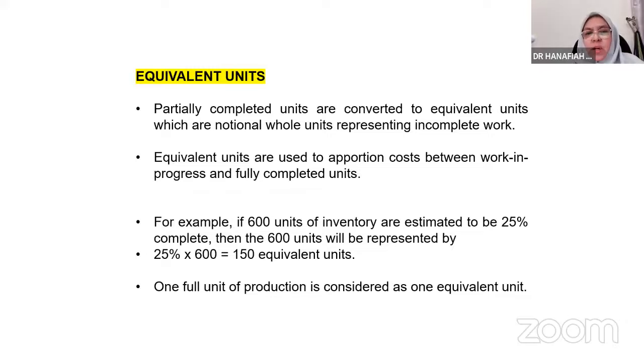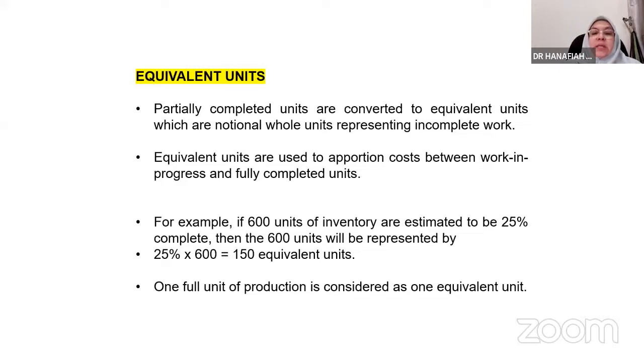to the completed work. That's why we have to calculate the equivalent unit, in order for us to calculate the total cost involved for the month or for the production. These equivalent units are used to apportion cost between work in progress and fully completed units. Let's say the total cost is 14,000. However, you don't know how to charge to the fully completed units and another portion for the work in progress. So we have to do some calculation, which we call equivalent unit.